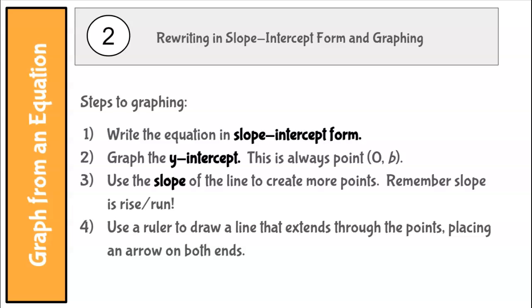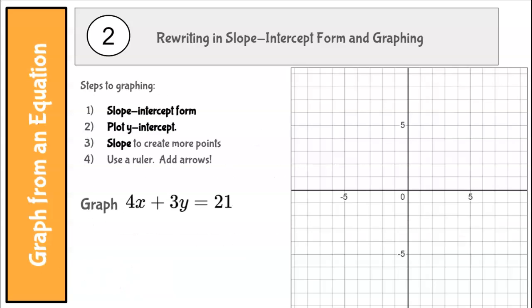So here are the steps in how to graph. First, you're going to write the equation in slope-intercept form if it's not already. Then you're going to graph the y-intercept. This is always the point (0, b). That's your location of the line. Then you're going to use the slope of the line to create more points. Remember, slope is rise over run, and if it's not written as a fraction, you should stick it over 1 so that you have a rise over run. And slope is the steepness of the line. And then you're going to use a ruler to draw a line that extends through both the points, placing an arrow on both ends.